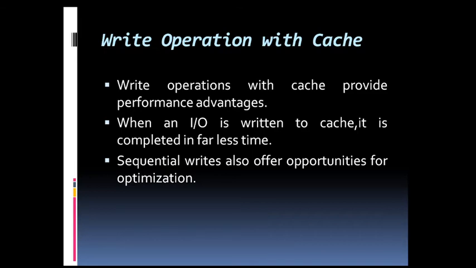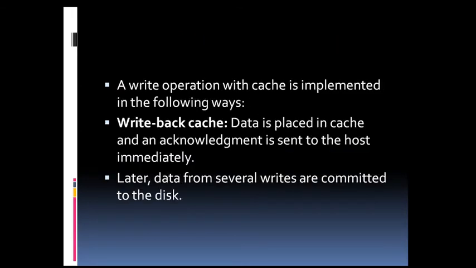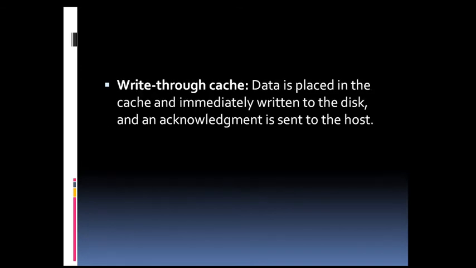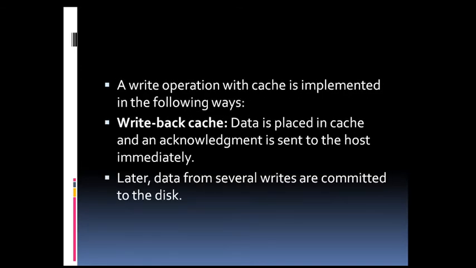So the write operations with cache can be implemented in the following ways. First one is write back cache. Data is placed in cache and an acknowledgement is sent to the host immediately. Later, the data from the several writes are committed to the disk. That means they are going to be saved onto the disk. So write response times are much faster because the write operations are isolated from the mechanical delays of the disk. However, uncommitted data is at risk of loss if cache failure occurs.